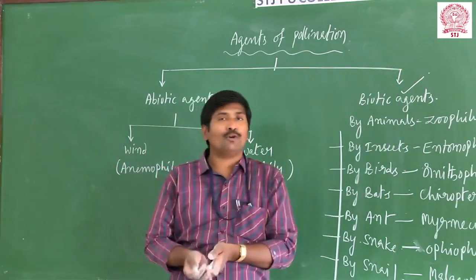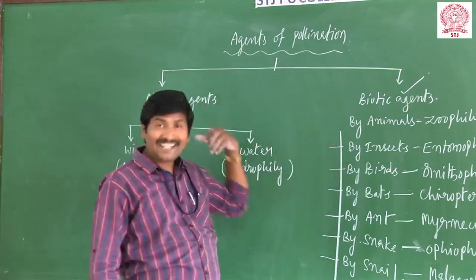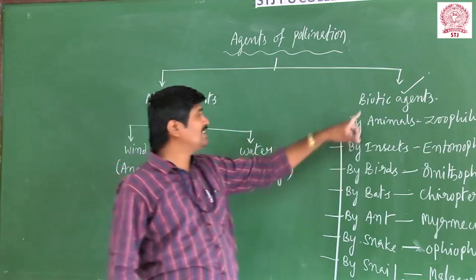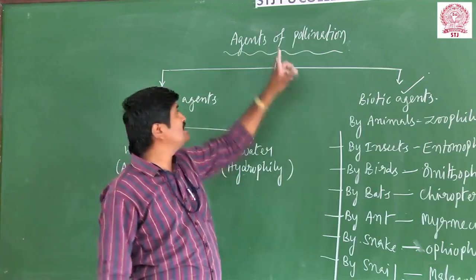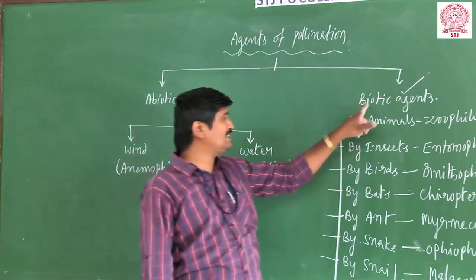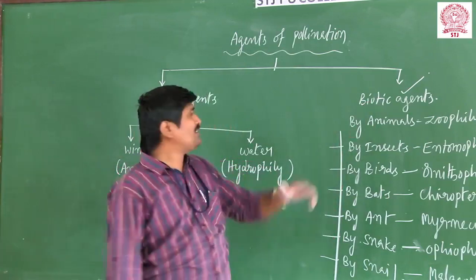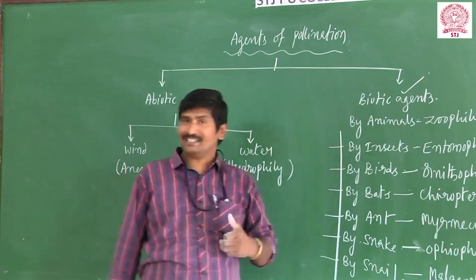Among these two agents, the most common agent in flowering plants is the biotic agents. It is a very important point. Among these two agents, biotic and abiotic, which one is more dominant? That is biotic agents. In the majority of flowering plants, pollination takes place through the biotic agents.